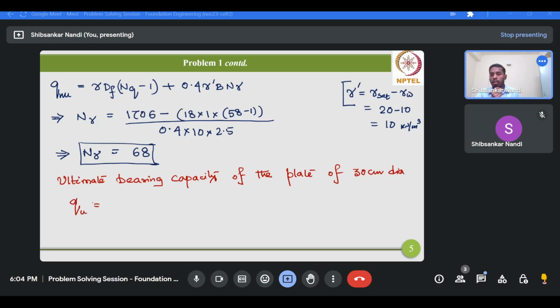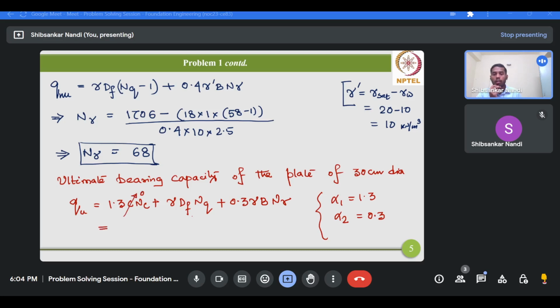So again you have to apply the correction factor for the shape of the footing. It's circular now. For a circular footing, this alpha 1 will be the same as for square, but alpha 2 will be 0.3. So it will be 1.3 cNc plus gamma Df Nq plus 0.3 gamma B N gamma. Now this part will vanish, so only the second and third parts remain.